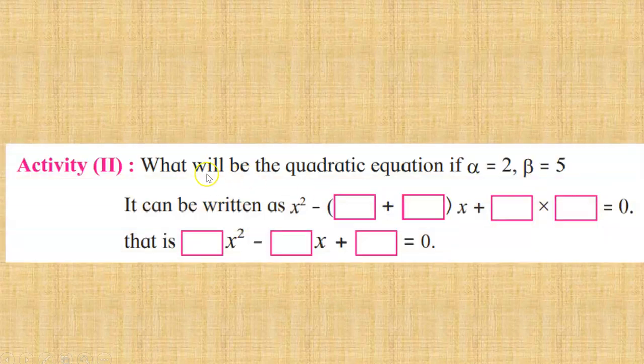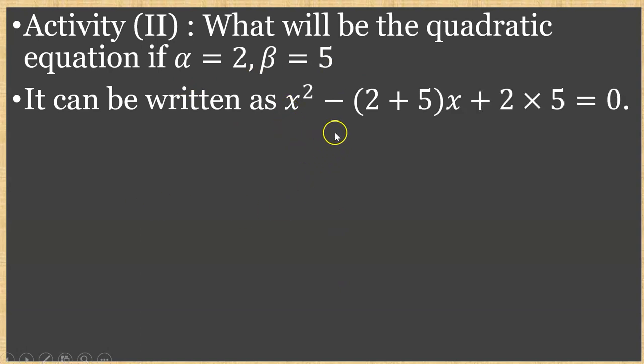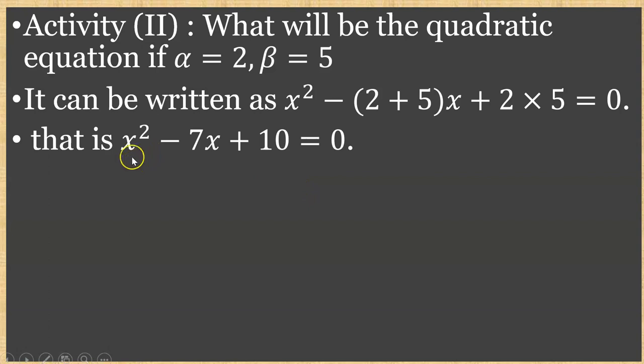Next, see now, what will be the quadratic equation if alpha is 2, beta is 5? Okay, both values are given to us: x square, sum of the roots, into product of the roots. Alpha plus beta, 2 plus 5, that means 7 here, 2 into 5 is 10, and therefore x square minus 7x plus 10 is equal to 0. This will be the quadratic equation. See the answer: alpha is 2, beta is 5. It can be written as x square minus, in bracket, 2 plus 5 into x plus 2 into 5, that's equal to 0. And therefore the quadratic equation is x square minus 7x plus 10 is equal to 0.